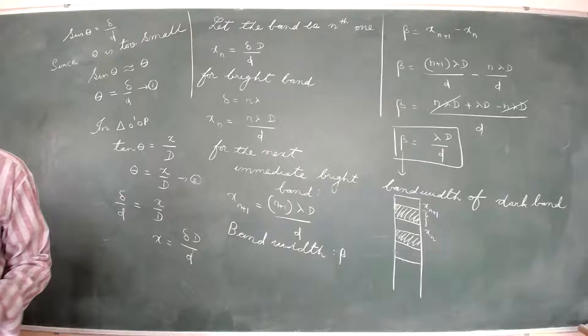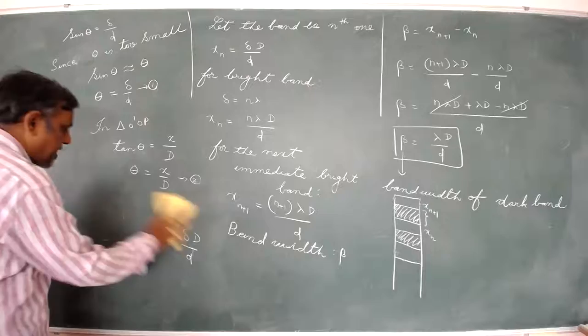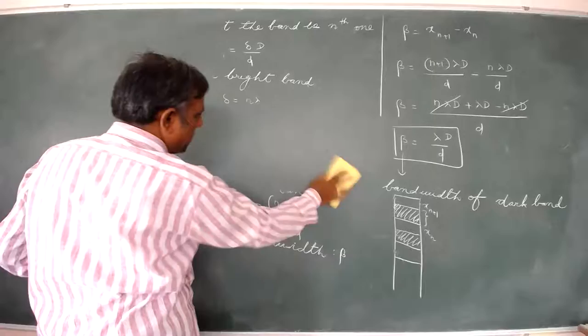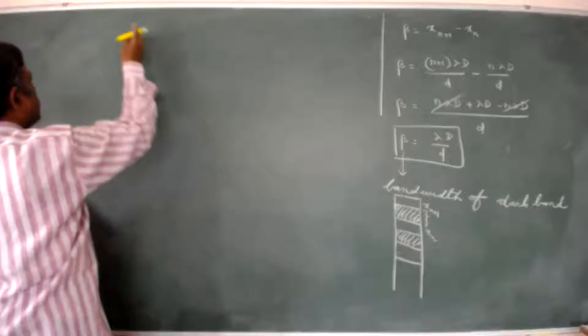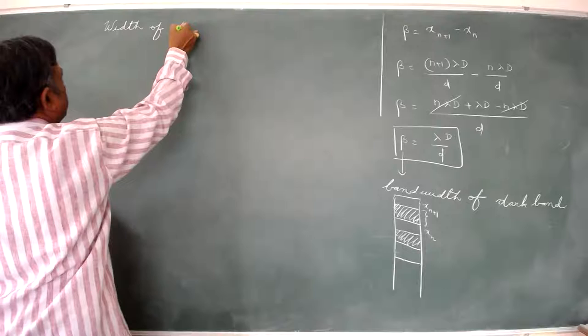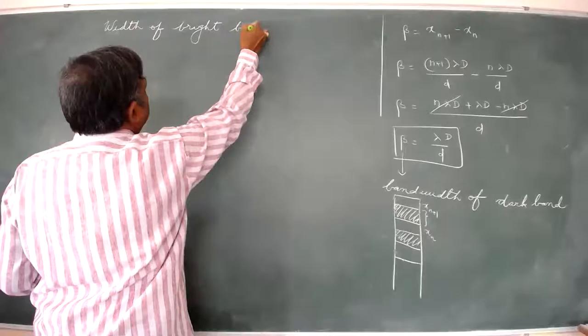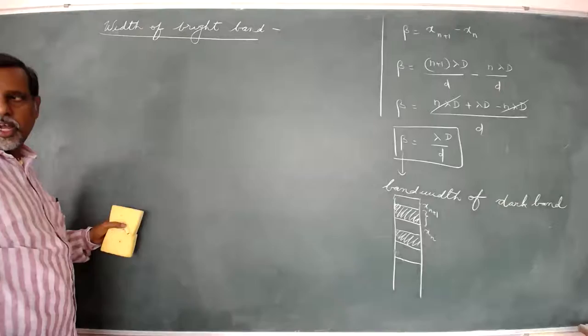Now we will discuss something about the width of a dark band, and the width of a bright band. Dark band we have done. Now the bright band is what we will discuss today.